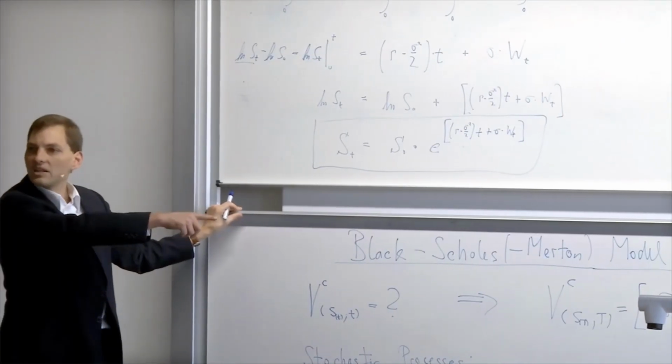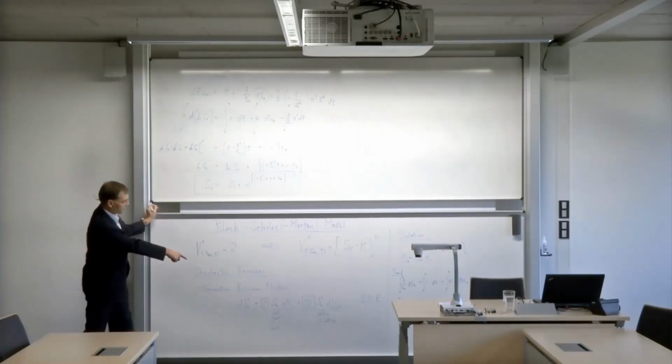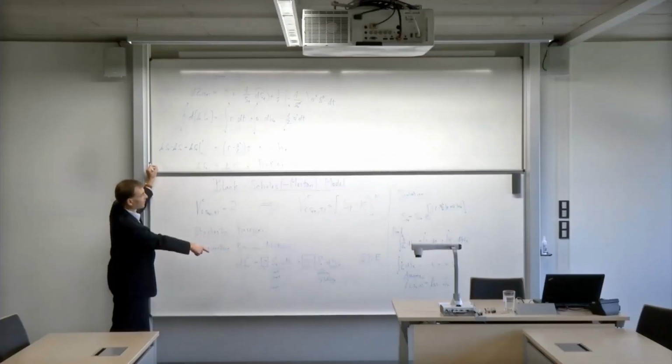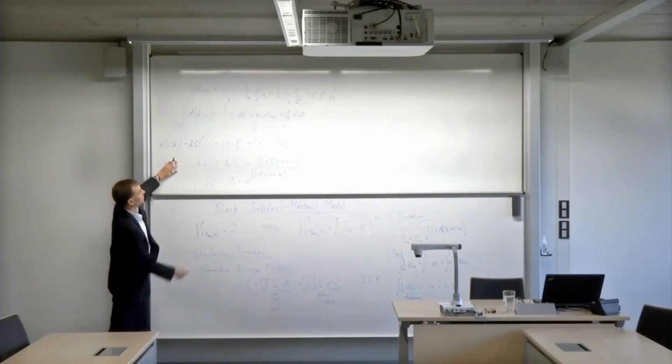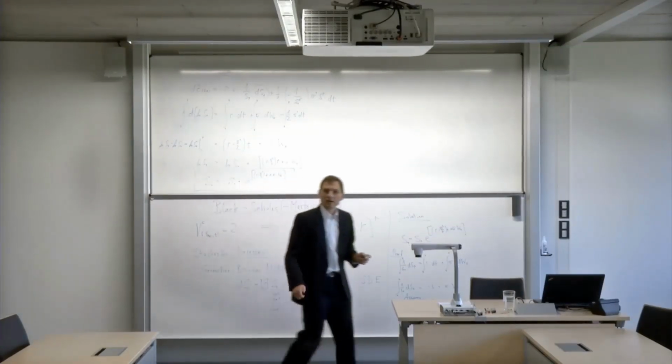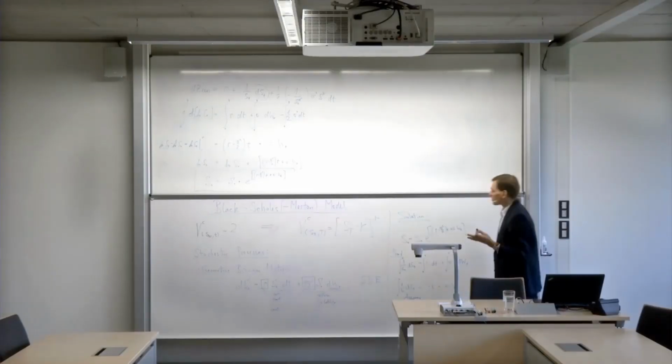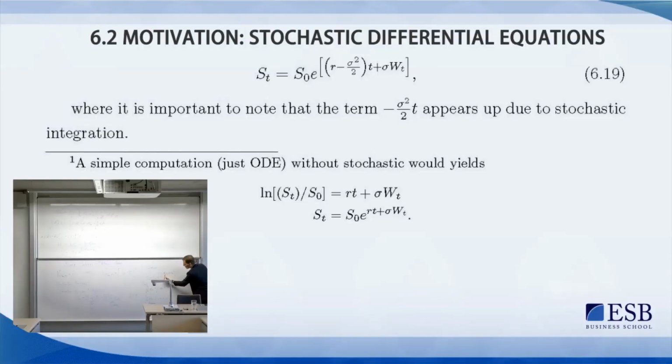I already mentioned in the beginning for this geometric Brownian motion. So here you can see why Ito's lemma is so important and why this solution is right. If we don't have stochastics, this term would never pop up. It would just be this and some term like this. But this is due to Ito's lemma, this term here.